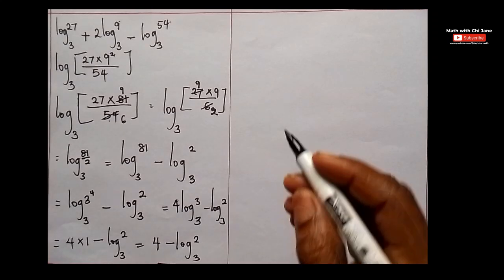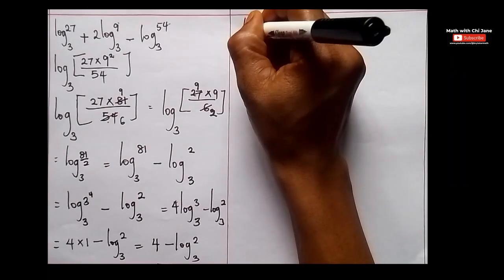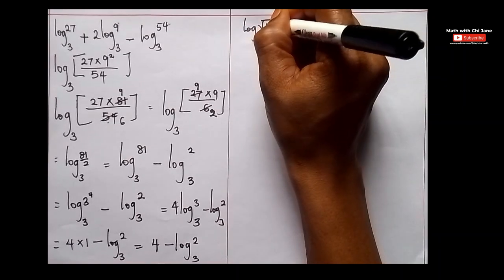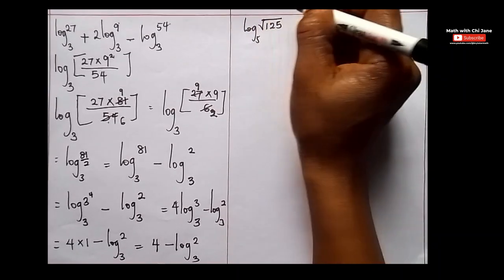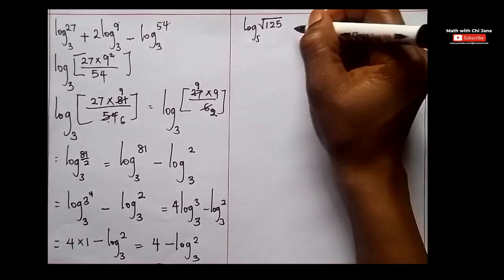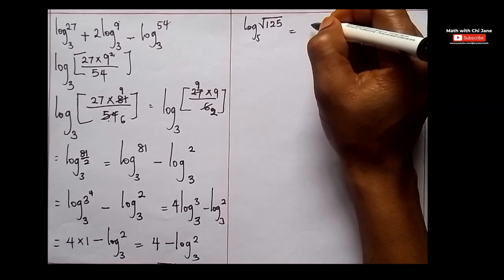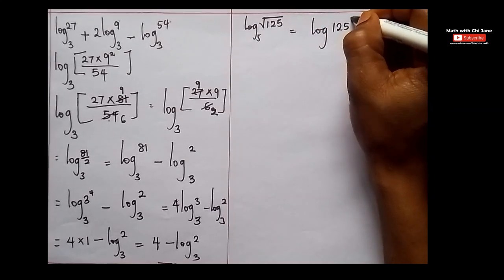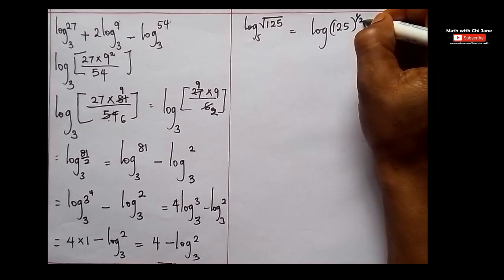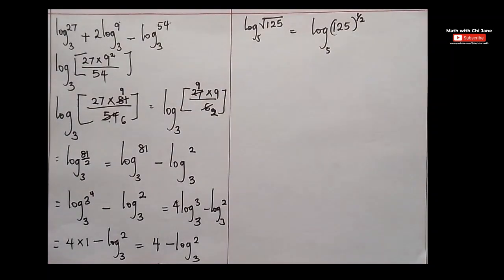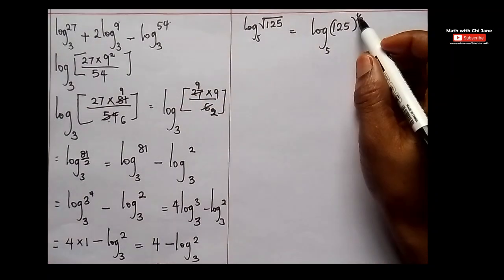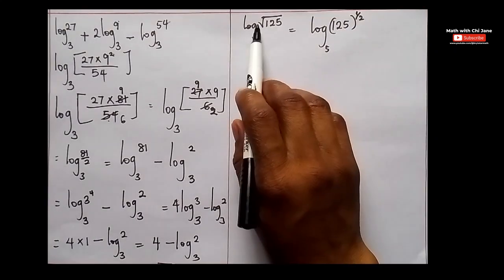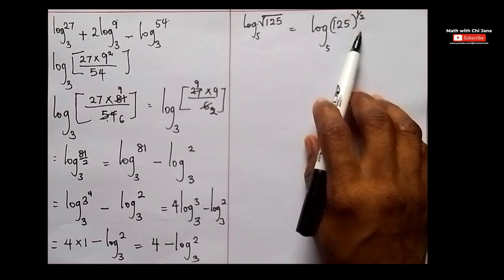Now, if we are given log of root 125 base 5, it can be expressed this way. We have log 125 raised to the power of 1 over 2 base 5. Remember, if it is a third root, it will be 1 over 3. If it is a fourth root, it will be 1 over 4, depending on what root it is. This is square root, that's why it's 1 over 2.